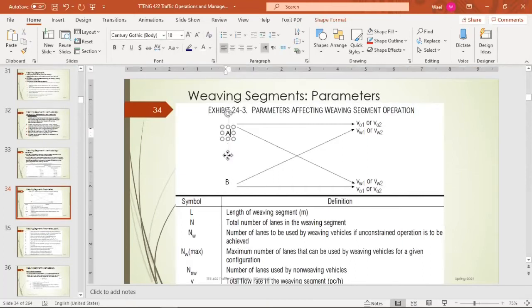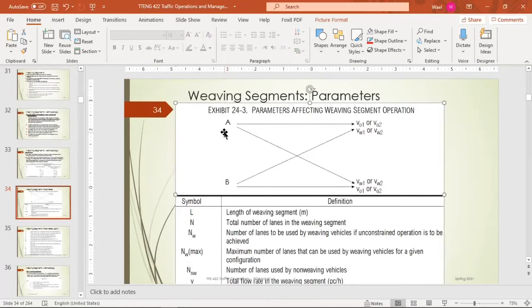So what we have here, we have volume from A going all the way through. It's not changing its direction. And there is another volume that wants to change the direction. This is what we call weaving volume. At B, we also have 2 types of volumes. We have volume that wants to go straight, and we have volume that is trying to merge with the other direction. Okay, so this is another weaving volume.